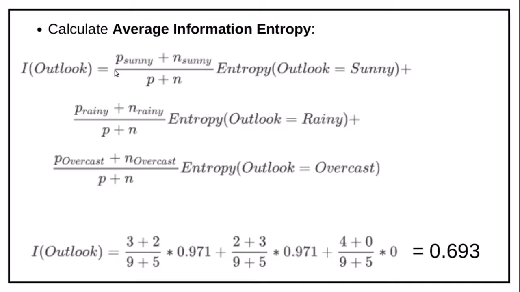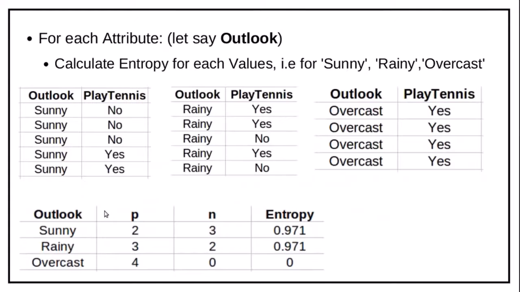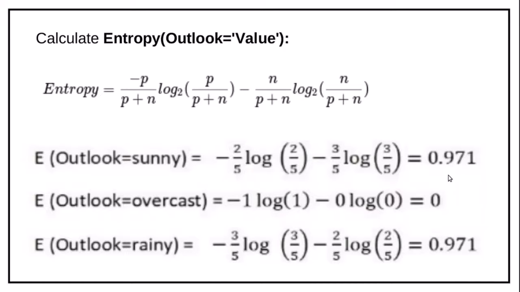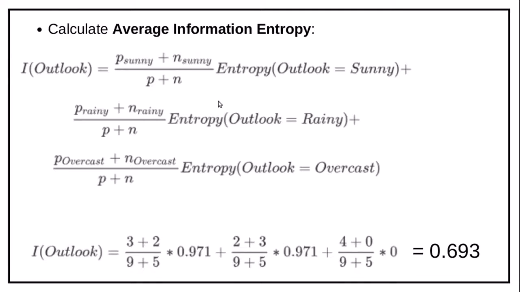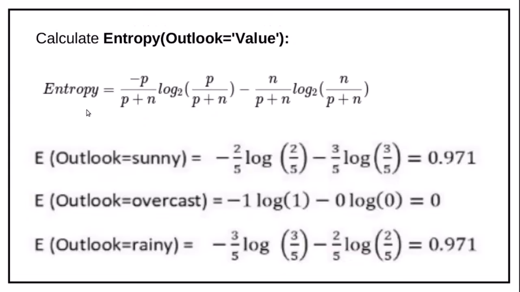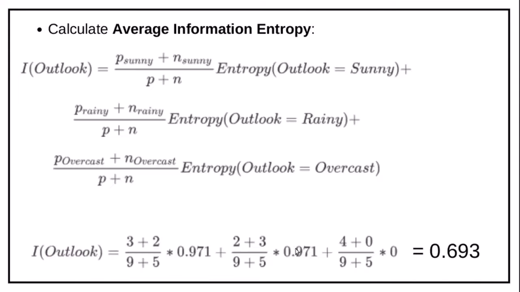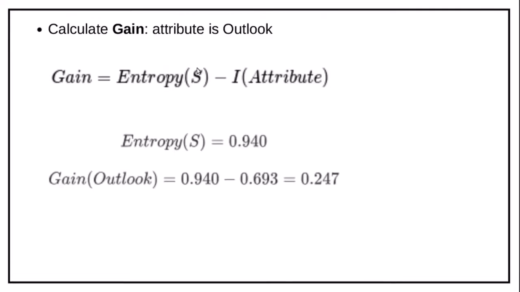So what will be the value? How many positive values of sunny are there? In sunny we have 2 positive values, and how many negative values? 3. So like this we will write 3 plus 2 divided by total number of positive values, that is 9, and total number of negative values is 5. And similarly, what is the entropy of outlook is equal to sunny? That we have seen, that is 0.971. So we will write 0.971. Similarly, when outlook is equal to rainy, how many rainies are there? For rainy we have 3 positive and 2 negative, and the entropy is 0.971. So just write the exact same values over here, and then for overcast, the value which we got is 0.693.